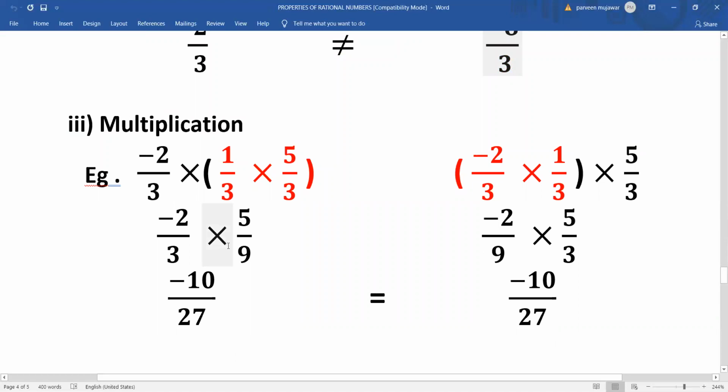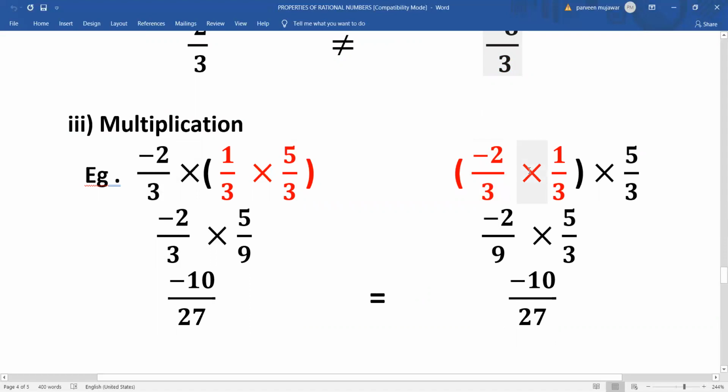Now multiplication. Minus 2 upon 3 into 1 upon 3 into 5 upon 3. Again in the bracket you can see the last two rational numbers I put in the bracket. Go on the right hand side. I have changed the bracket. First two rational numbers are in the bracket.